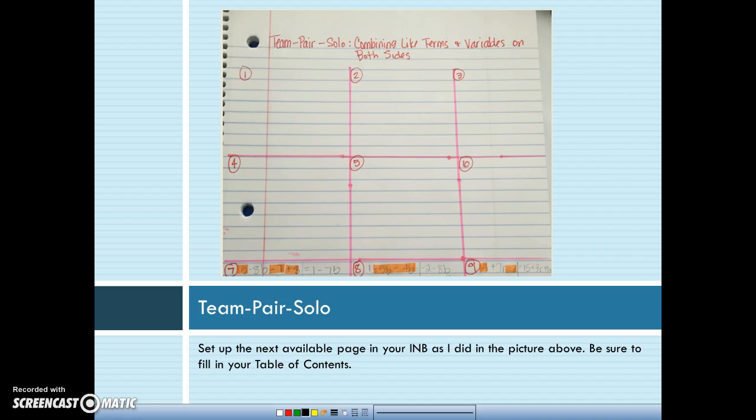If you don't include the title, it will be of no service to you later as you study and look back for examples. Okay, so the title is extremely important, and then be sure to go back and fill in your table of contents.